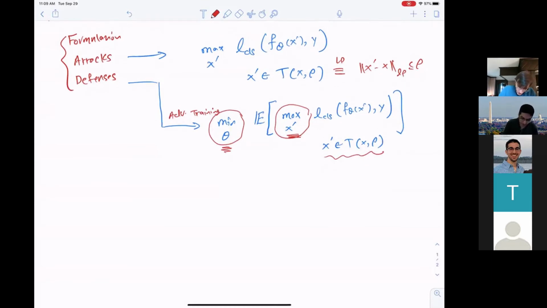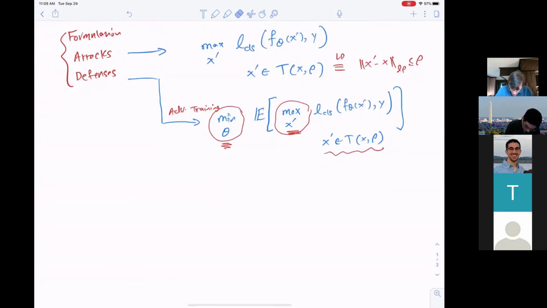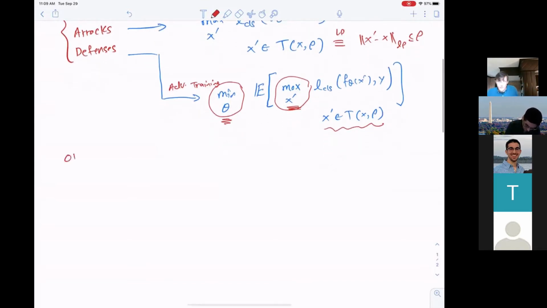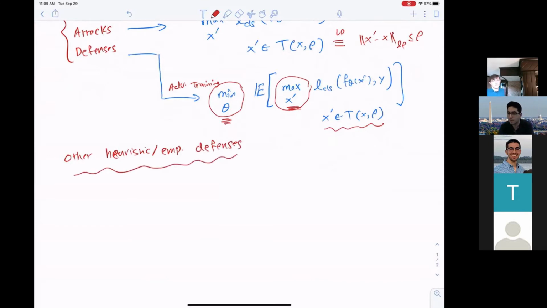Okay, so as I mentioned, there are many other heuristic or empirical defenses, and people are really clever. They propose different ways to defend the model. Maybe add an encoding or a discretization step at the beginning before you feed your X into your network, or maybe randomly change your network architecture. You add some stochasticity to your network and see if it increases the robustness of your model.